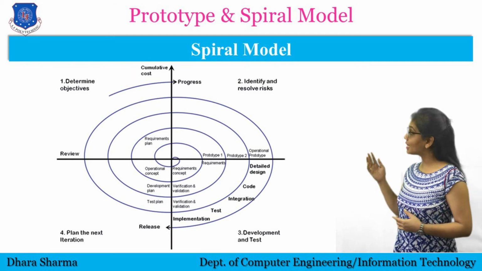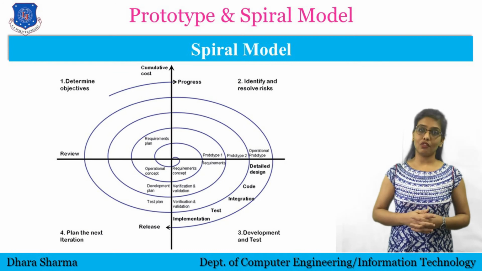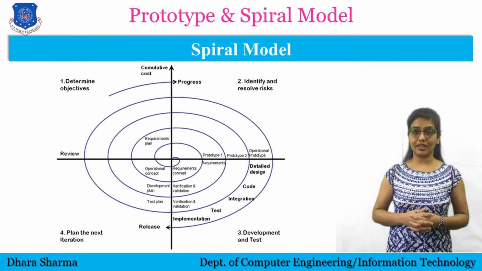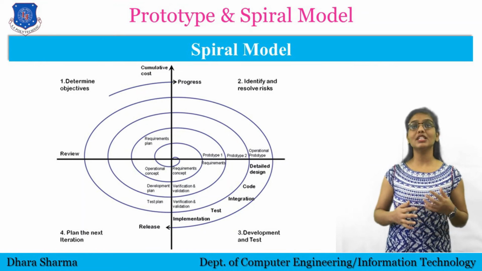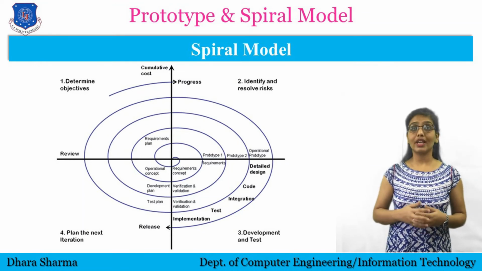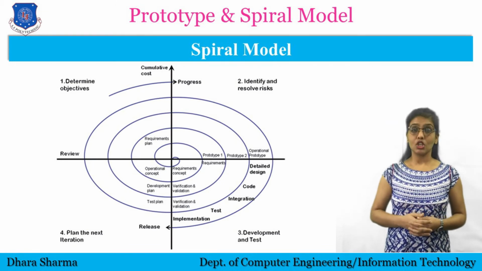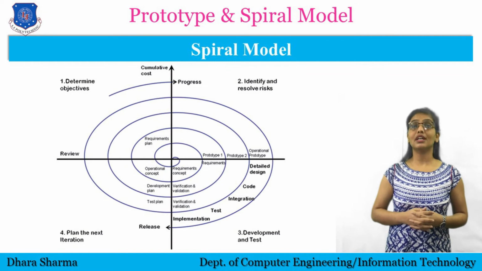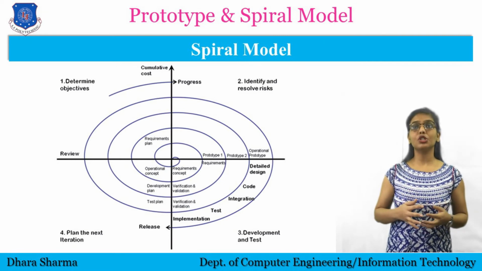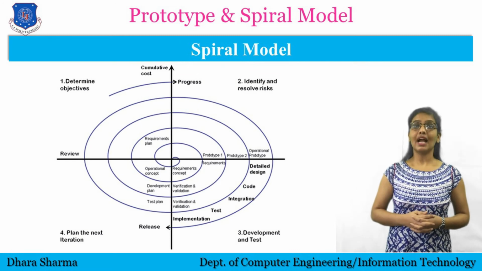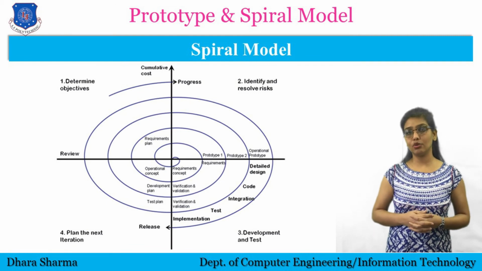Then fourth quadrant is review and planning, in which customer will evaluate the developed product, which is a prototype actually. After evaluation, customer will give feedback and accordingly changes will be made in objectives. So again, risks will be identified and resolved and further development will be done. So this cycle will be continued till customer satisfaction. After each iteration, more complete version of software will be built. At the end, all the risks would be resolved and software would be ready to use.